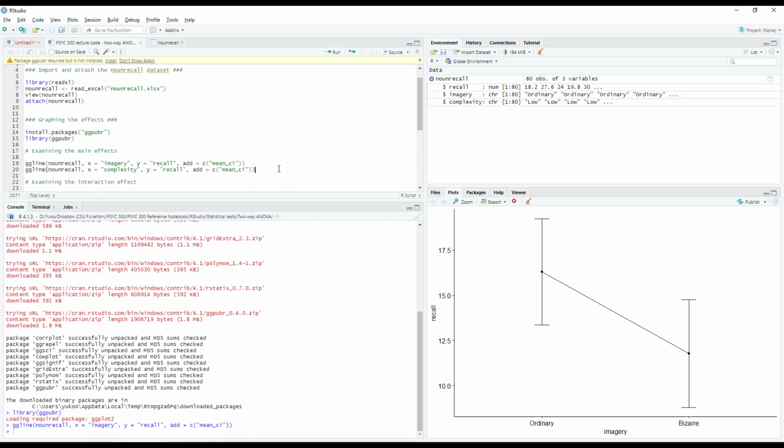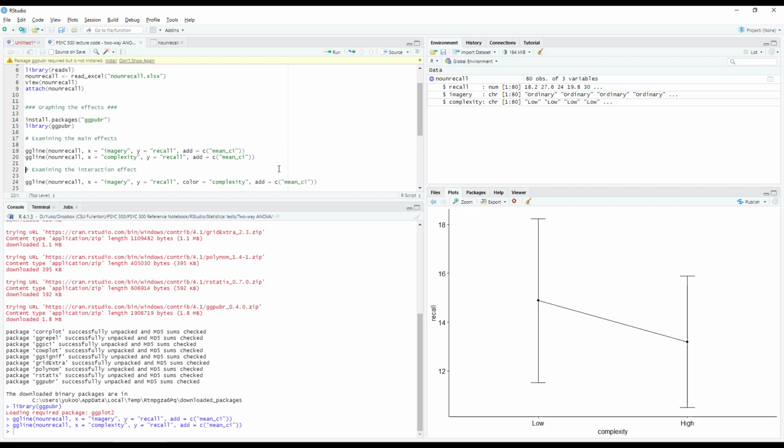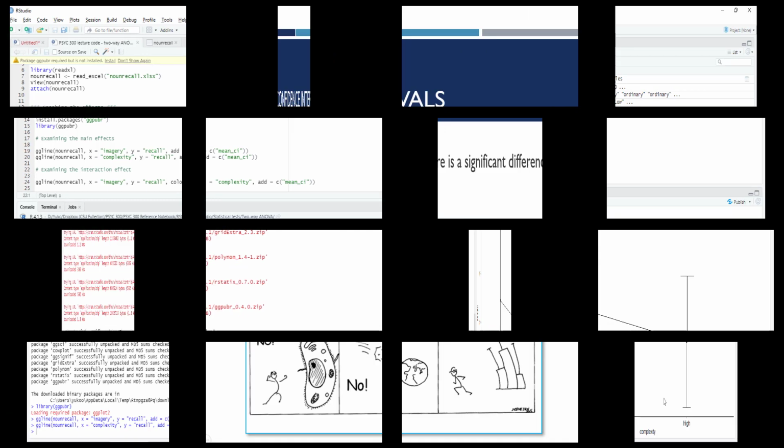Now let's try taking a look at a similar graph, but now for complexity. So let's compare complexity. Now the means are seemingly closer together, especially relative to the 95% confidence intervals for both high and low complexity. Just eyeballing this graph, it doesn't necessarily look like there's a main effect for complexity, because the means and the 95% confidence intervals look like they are very close together.